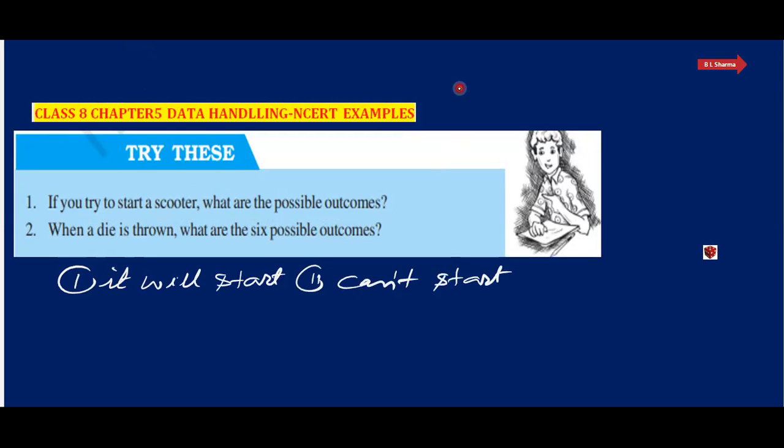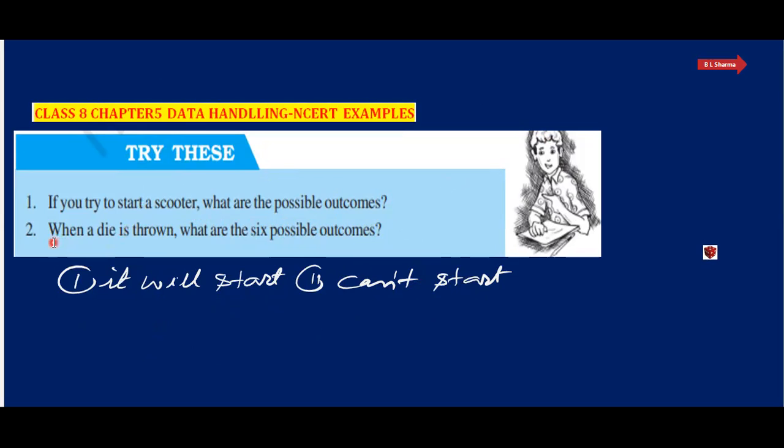This is the answer of the very first part. If you want to start a scooter, what are the possible outcomes? अगर आपका स्कूटर ठीक है, ये स्टार्ट हो सकता है. स्कूटर आपका ओल्ड है, इंजन में दिक्कत है, फ्यूल नहीं है, ये स्टार्ट नहीं भी हो सकता है. So there are two possible outcomes, and this is the answer of the very first part of this question.